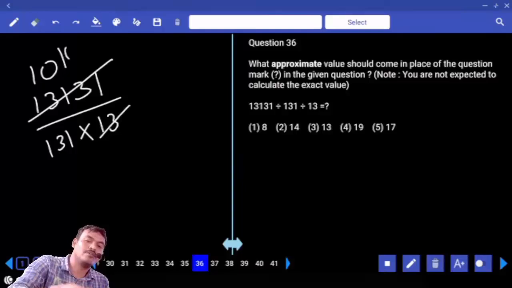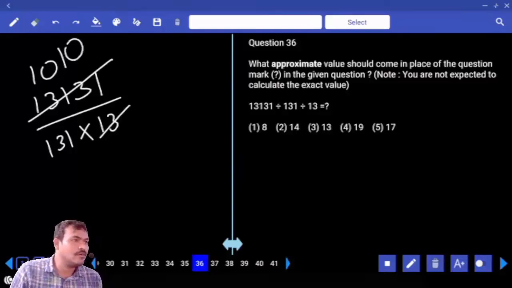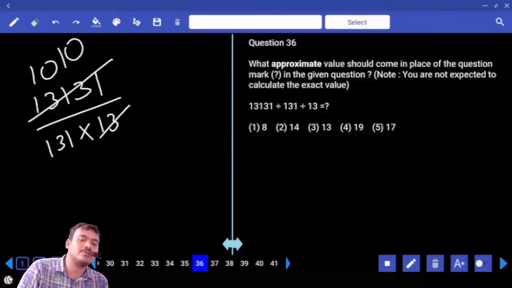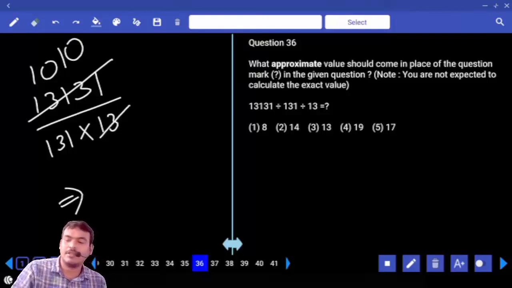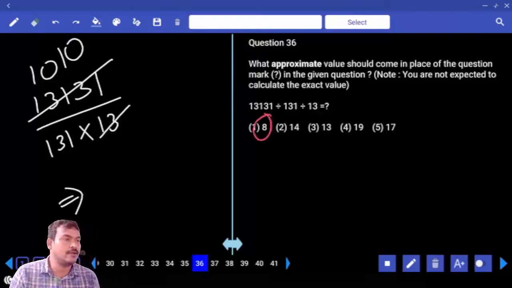10. 13, 10 times is how much? 130. Remaining value 131, or not. Again, how many times? 10 times, or not. 1010 by 131, almost how many times? More than 7 times but less than 8 times, or not. Then what is the nearby value? 8, or not.